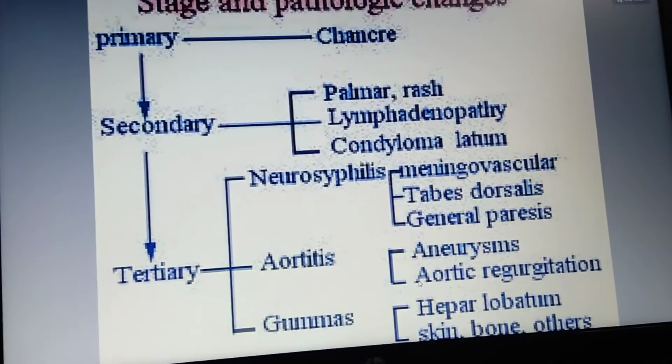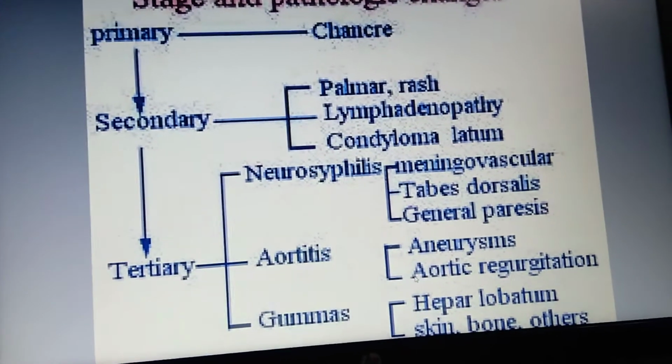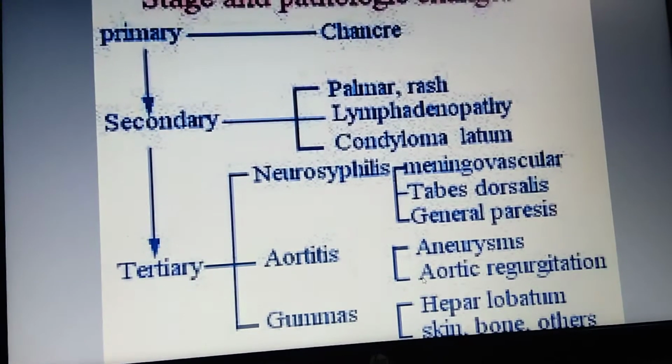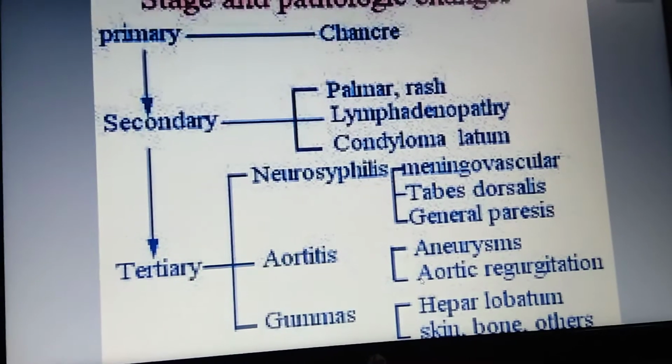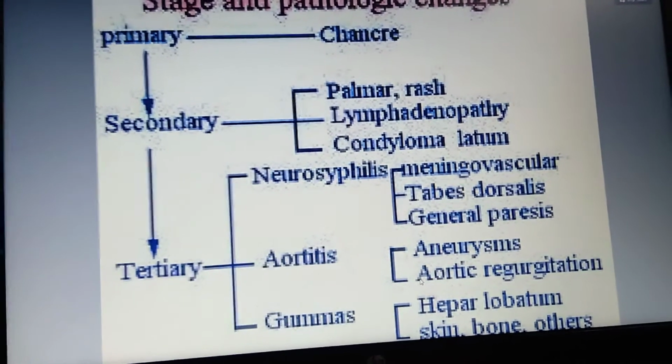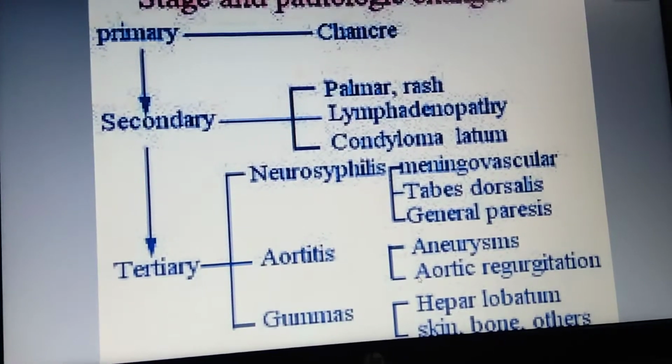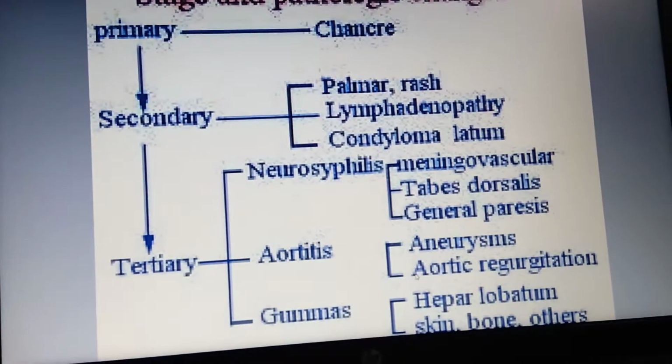Condyloma latum is nothing else but infection over the genital area, with lesions over the genital area. That is called condyloma.